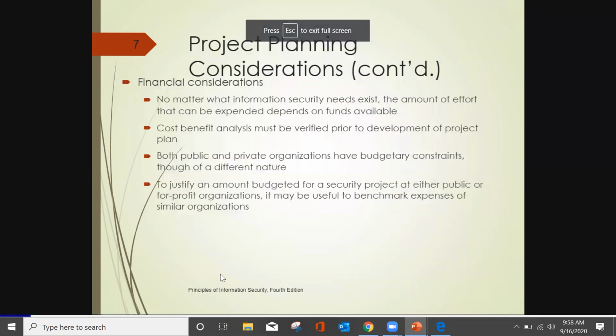Okay, so now we are looking at the project planning. When you are doing project planning, you need to estimate the amount of time and how much effort is required. That depends on the funds, like how much can you afford, right? So you need to do what we call cost benefit analysis. Are you familiar with this term, cost benefit analysis? Is anyone familiar with this concept?